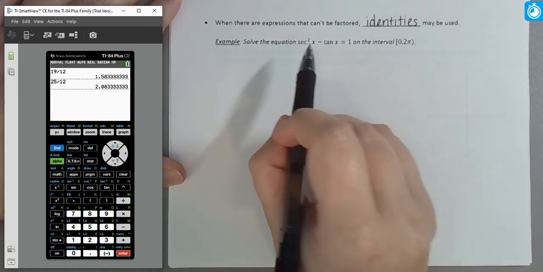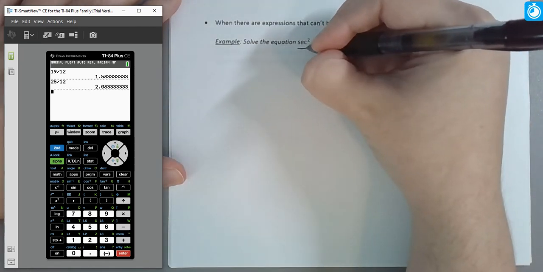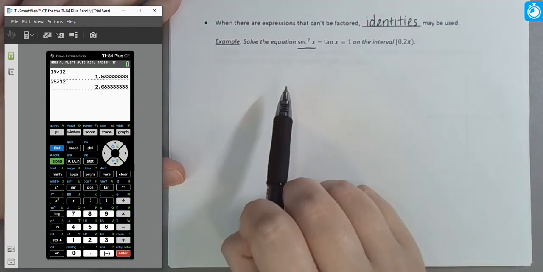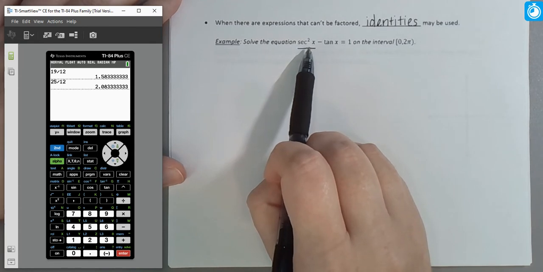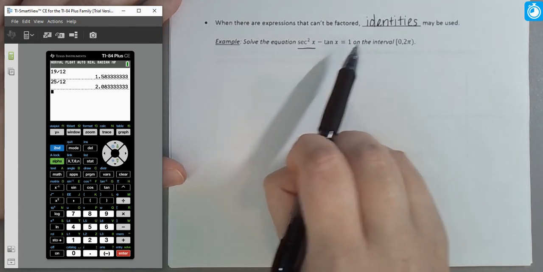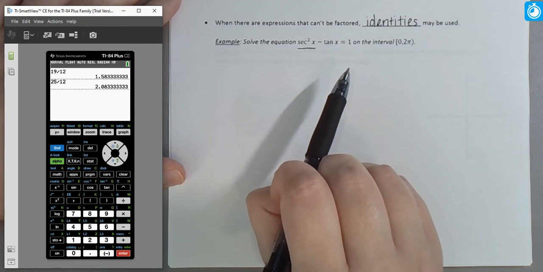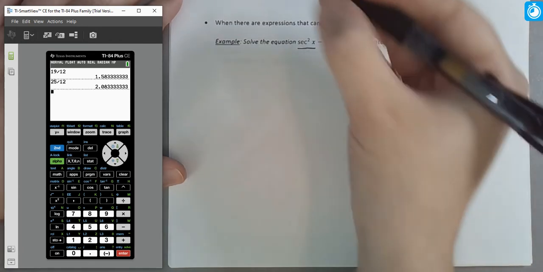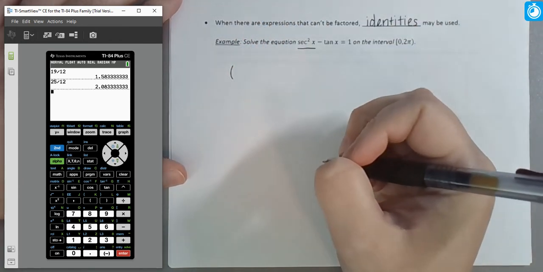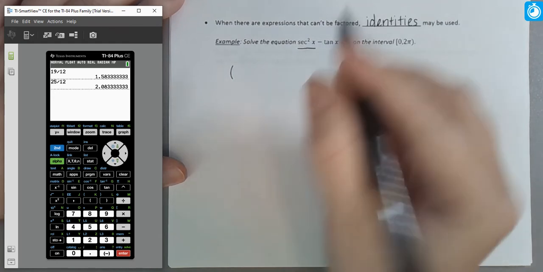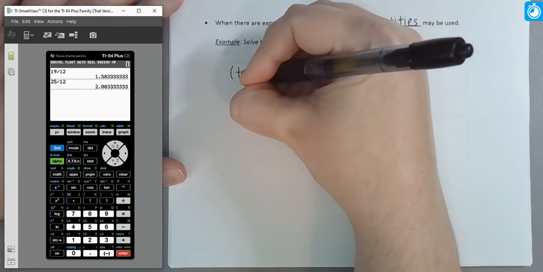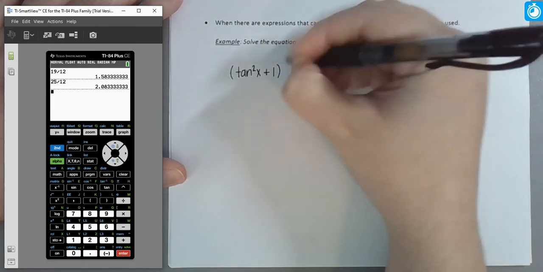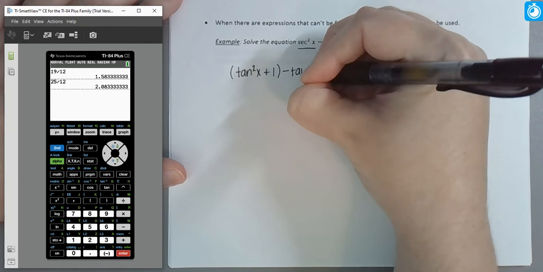So I want to sub in for secant squared. I don't have an identity directly relating tangent to secant squared, but I can relate secant squared to tangent squared, which will then take this equation and put it entirely in terms of that one function, tangent. So what would I sub in? Based on the Pythagorean identity, we know that secant squared of x is the same thing as tangent squared of x plus 1. And so I'm going to sub that in to the equation.